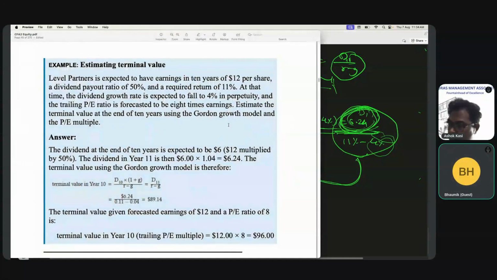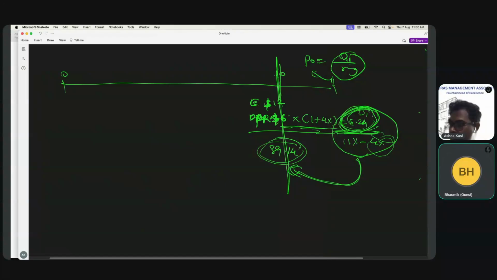Then what is the question? They are saying now, in this case, what is the PE ratio and the PE multiple? So this is the price, and earnings are 12 rupees. So this is 89.14 divided by earnings of 12.